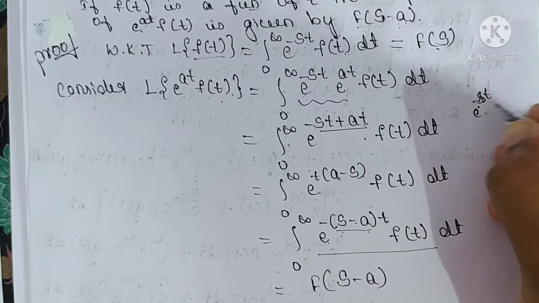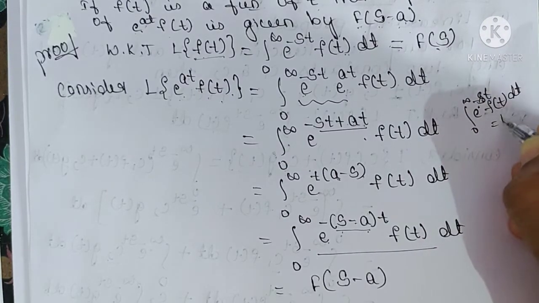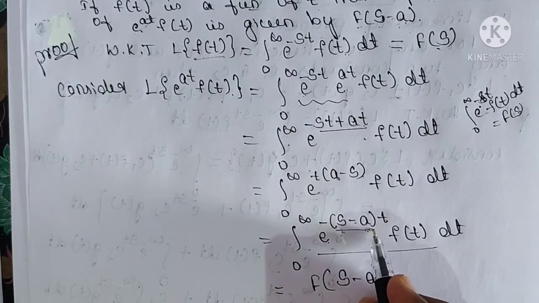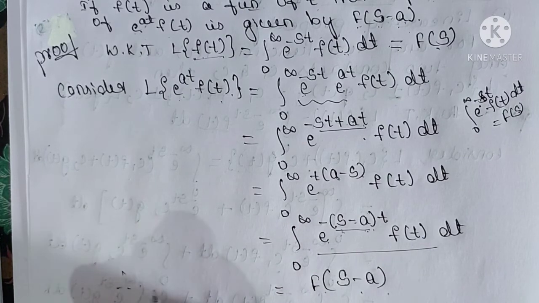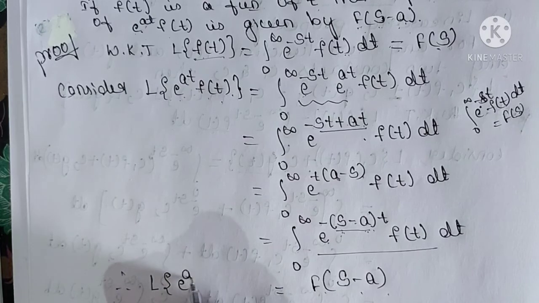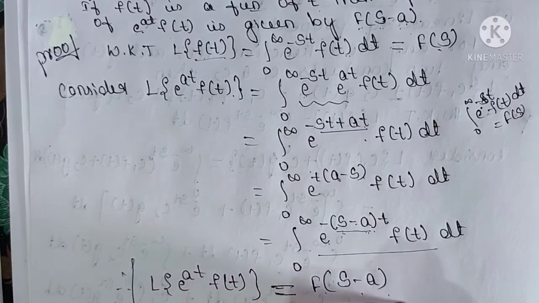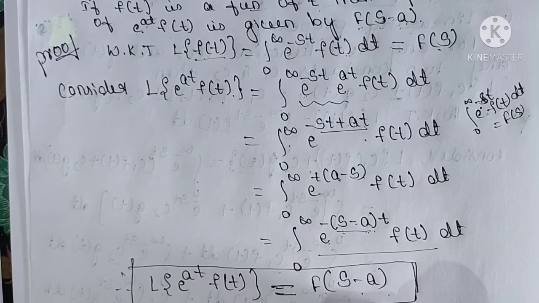e to the power of minus st f of t, 0 to infinity dt can be represented by f of s. Here s means s, but here in place of s, s minus a is there. Therefore this can be written as f of s minus a. Therefore L of e power at f of t is equal to f of s minus a. This is the shifting property of Laplace transformation. There are two properties. First one is the linearity property and second one is the shifting property.